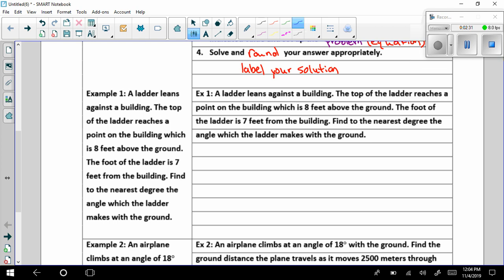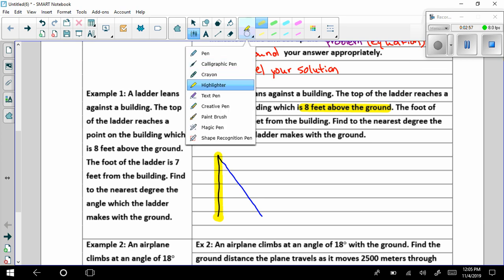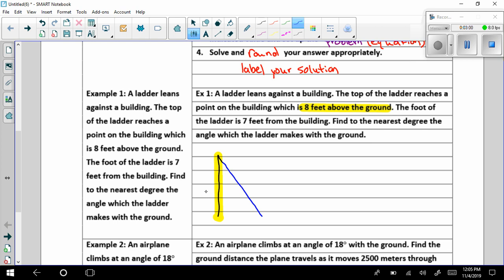All right, so let's look at a problem here. So we have a ladder leans against a building. So here's the building, here's the ladder. The top of the ladder reaches a point on the building which is 8 feet above the ground. So I label as I go here, but I notice that it's 8 feet above the ground. So if this is the ground, then from here to here is 8 feet.